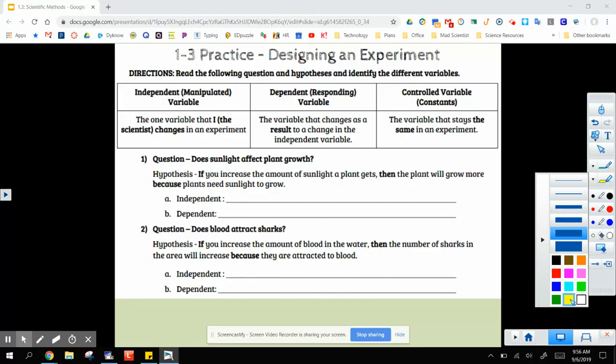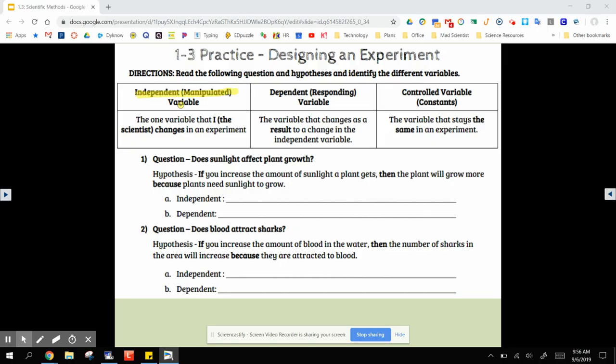a hypothesis. And when you do that, if the question is written well and if the hypothesis is written well, you should be able to pick out both the independent variable, which is the manipulated variable. It is the one variable that I, the scientist, am going to change.